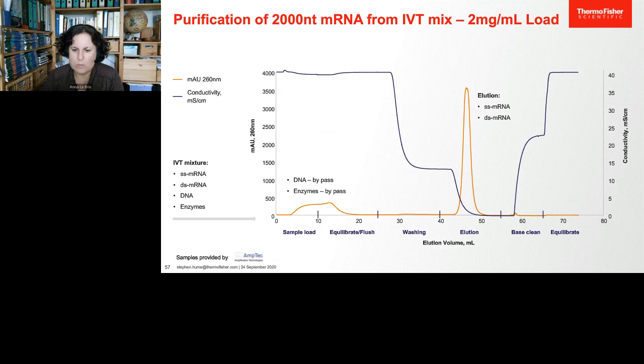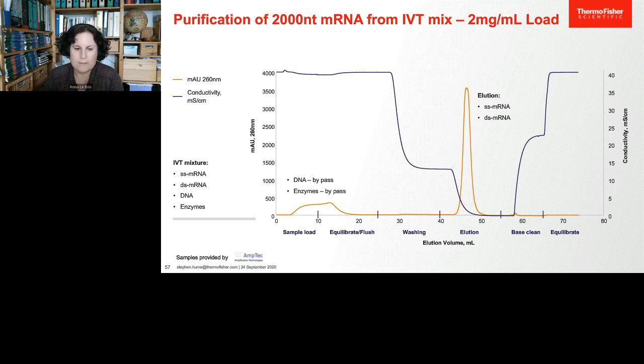That's just a zoom in of what I showed you before. These results were obtained with samples from Amtech. Amtech just provided a sample so we could work with a real sample, with real contamination. And you can see here the DNA and enzyme just went into the breakthrough, in the flow through, sorry, and we could recover single-stranded mRNA and double-stranded mRNA that we need to separate later.